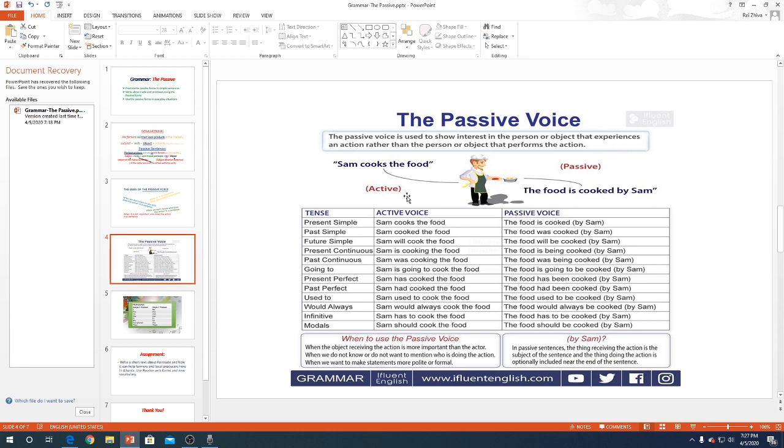Sam cooks the food. Active sentence. Passive, the food is cooked by Sam. Let's see the tenses. The same sentence in different tenses.